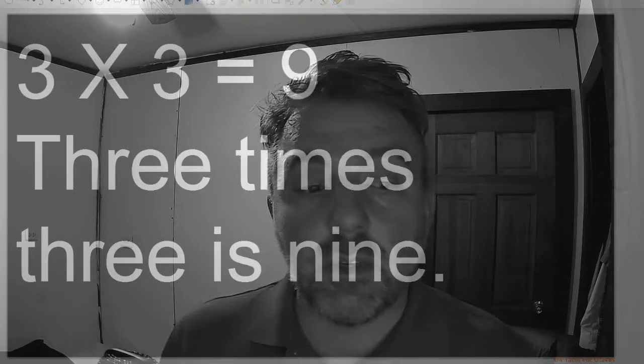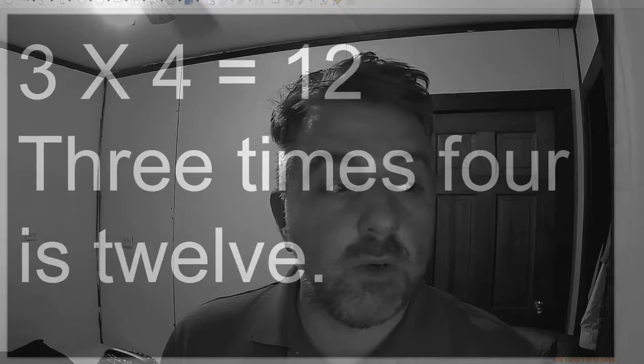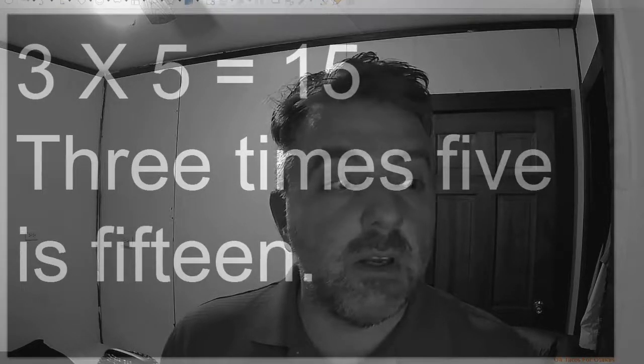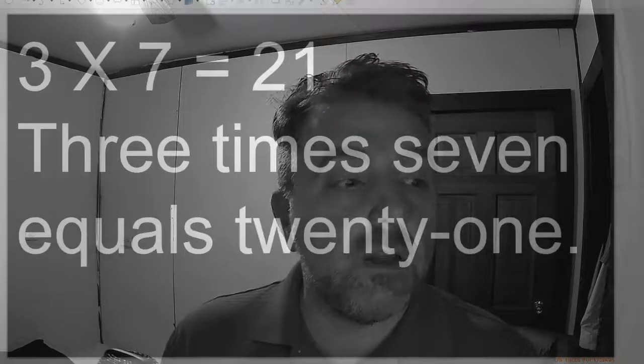3 times 3 is 9. 3 times 4 is 12. 3 times 5 is 15. 3 times 6 equals 18. 3 times 7 equals 21.